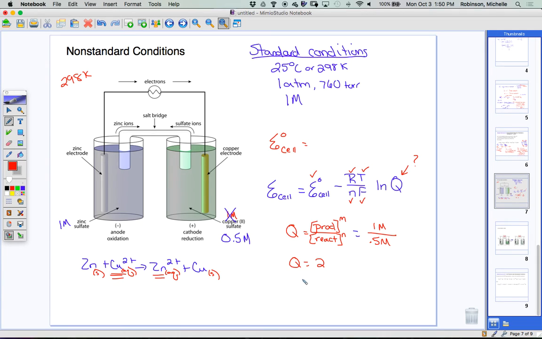All right, so how does that affect the voltage of the cell? We're going to have to find the standard cell voltage. So somebody look on your little sheet and tell me the zinc and the copper's voltage. What's the zinc's? Negative 0.76. And what's the copper's? 0.34.